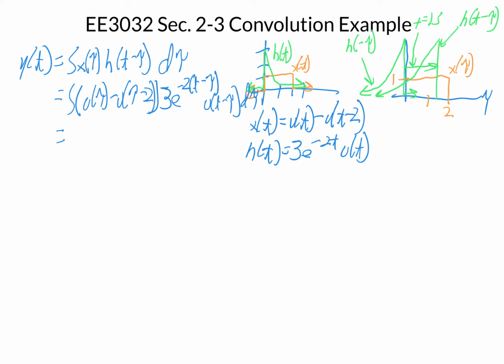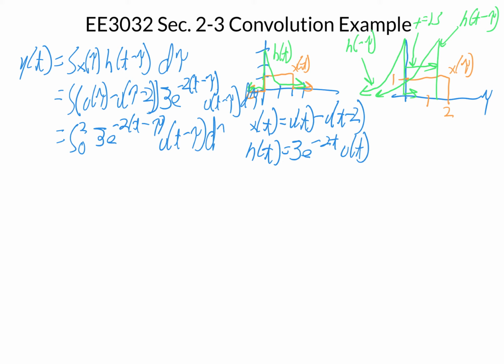But the fact that these unit steps are either 0 or 1, depending on the value of tau, allows me to take this integral, which goes from negative infinity to infinity, and narrow it down to only where this function is 1. And this function right here, x of tau, is 1 only when tau is between 0 and 2, and tau is the variable I'm integrating over. So I can write this integral as tau goes from 0 to 2, and then the first term drops out. It's just times 1, and I'm left with 3e to the minus 2, t minus tau, unit step t minus tau d tau.